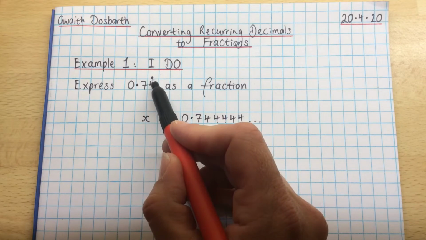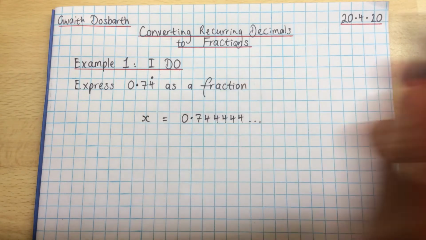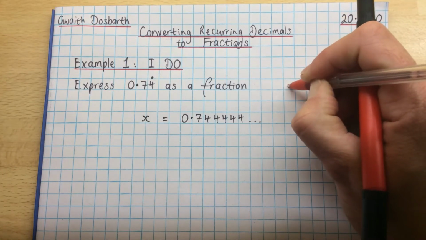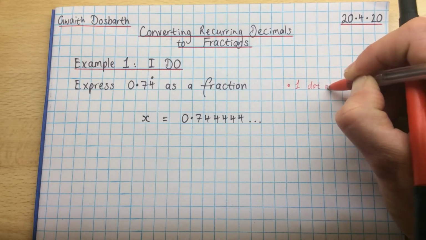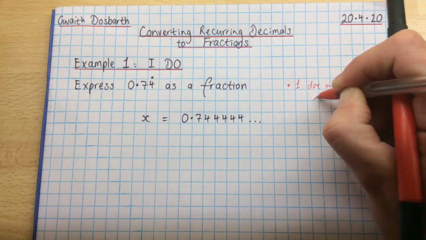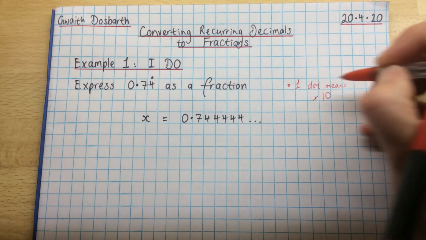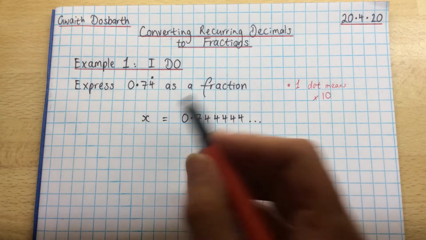If I've got one dot over the decimal, I'm going to multiply by 10. So I'm just going to make a little note here. 1 dot means times 10. For your notes, you can make that note there, that's really important. So I'm going to times by 10 like I've just written.